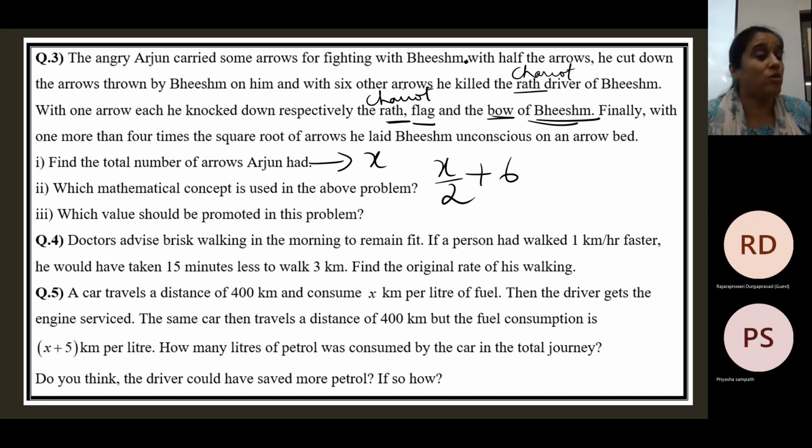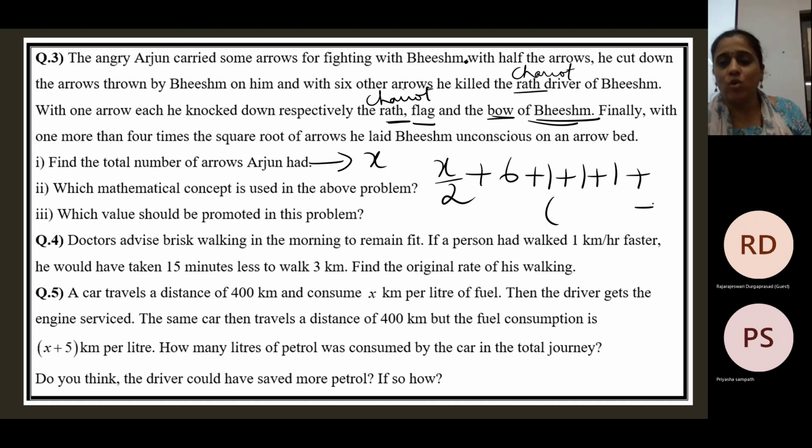With 1 arrow each, he knocked down respectively the chariot, the flag, and the bow. That means totally how much? 3. 1 arrow each, so 1 plus 1 plus 1. 1 for the Rath, 1 for the flag, 1 for the bow of Bhishma. Finally, with 1 more than 4 times the square root of the arrows. So see, plus 1 more than 4 times the square root of the arrows.